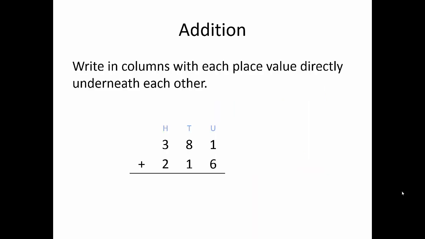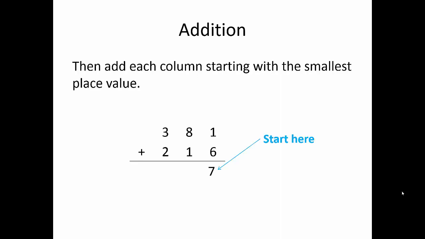To add, we write in columns, with each place value directly underneath each other. So looking at the example on the screen, for each number the units are underneath each other, the tens underneath each other, and the hundreds underneath each other. We then start adding from the smallest place value. In this example, that is the units place.